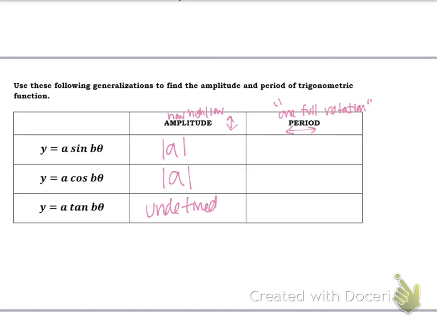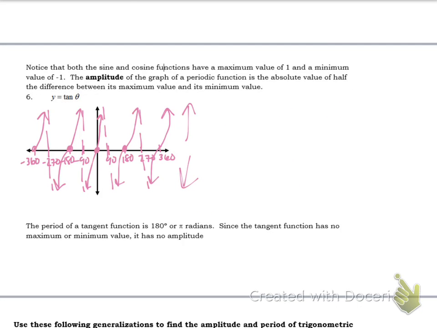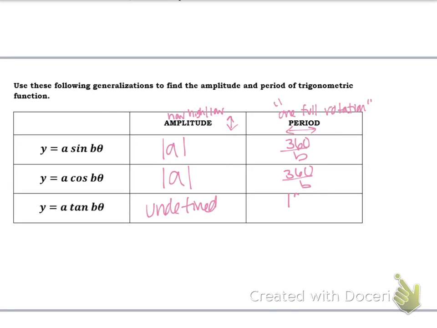Okay, my left to right here, my sine, we're doing 360 divided by B, and then tangent, since it's one full rotation, really starts at that 180 there. We're actually going to do 180 divided by B. We need the full 360 for the sine and cosine's full rotations.